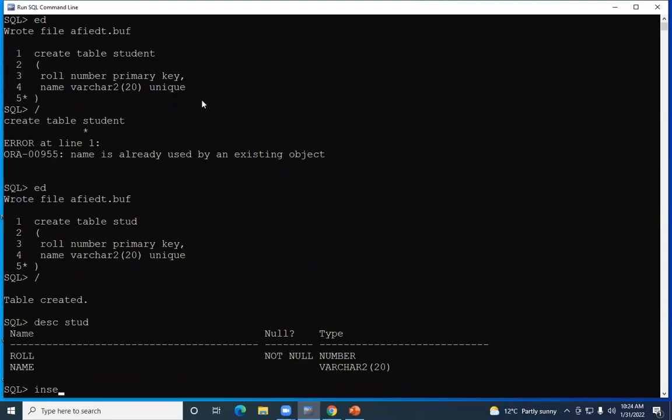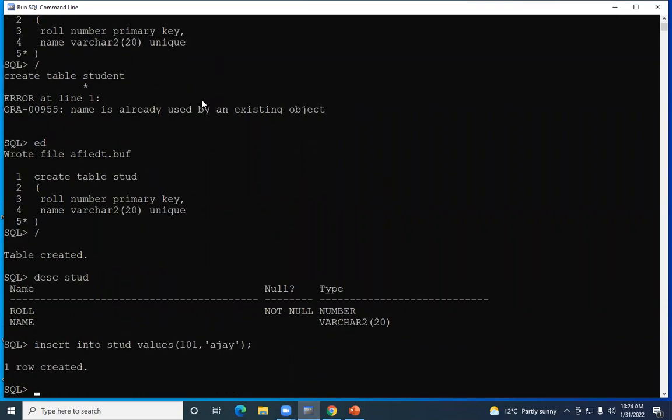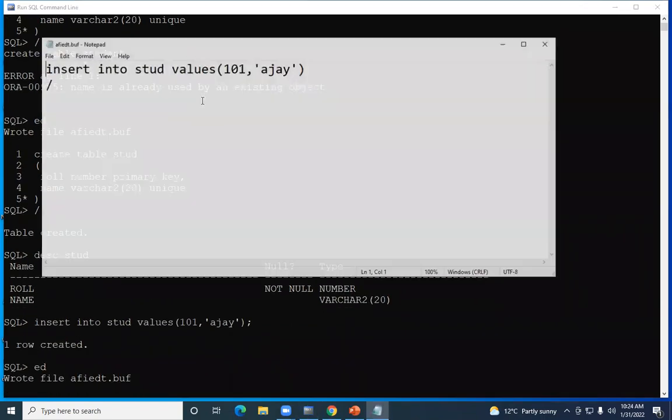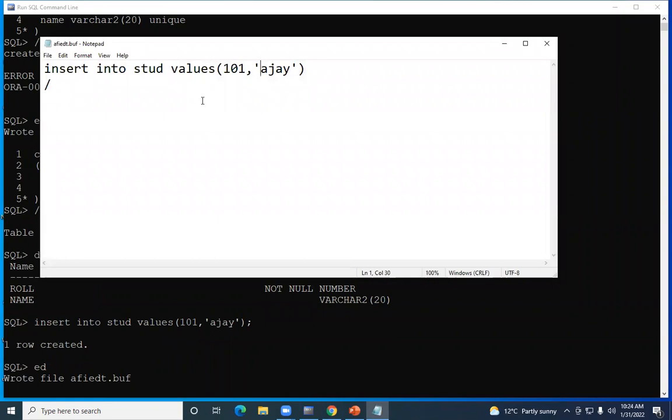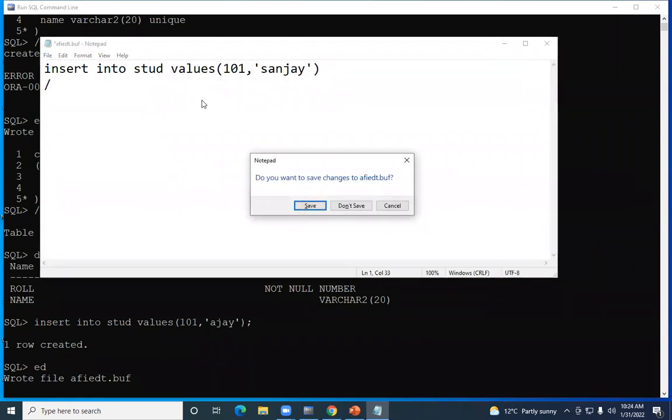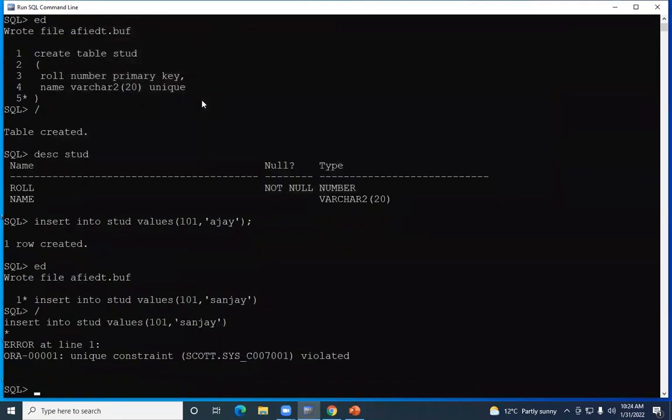Let's try this. Insert into. Let me give the values as 101 and Ajay. So this would be done. Let me just change it again now. Say 101 again, and let me do here Sanjay. Note carefully, I'm using the same roll number. But since I have a primary key constraint, it won't allow you to enter this value, because the same roll number cannot be entered.